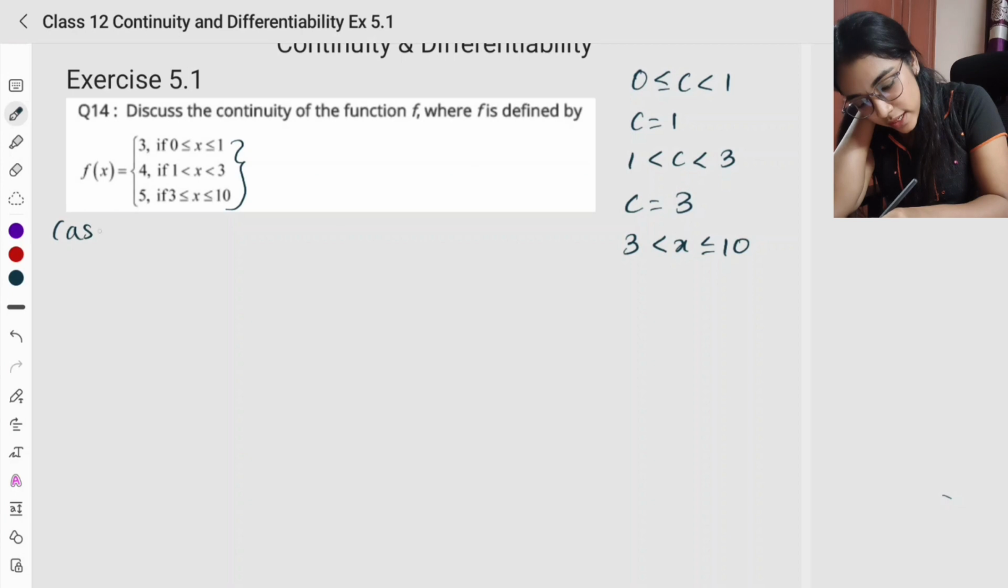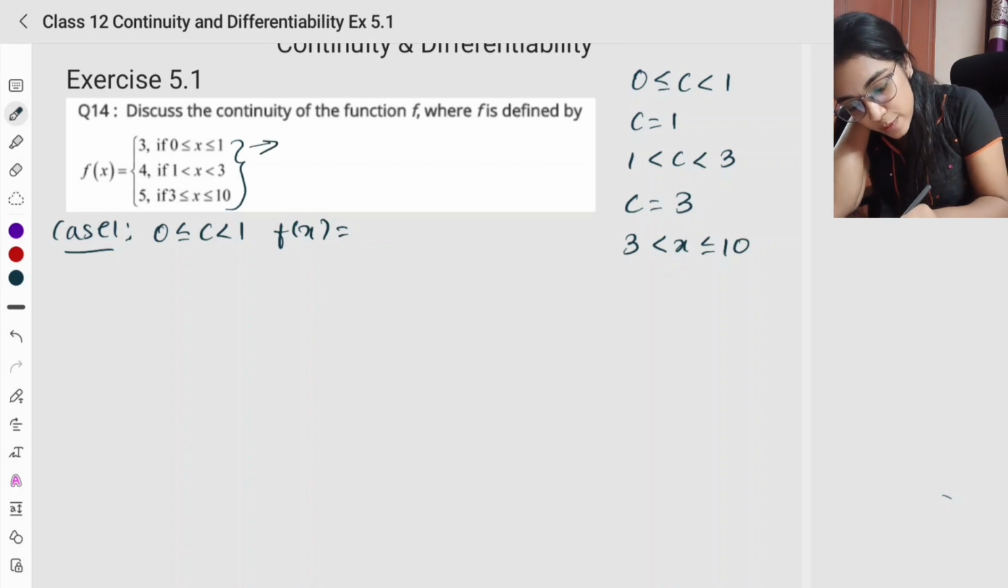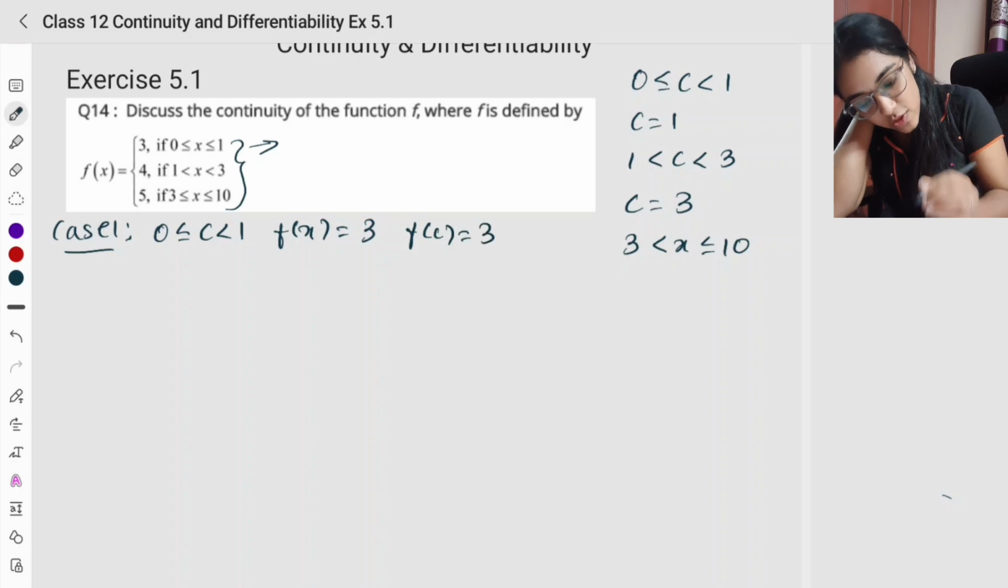So let me solve case 1. Where 0 less than or equal to C less than 1. Now first, what is my f of x? F of x is going to be this particular case, first case, correct? So it is going to be 3. So my f of C is also going to be 3.